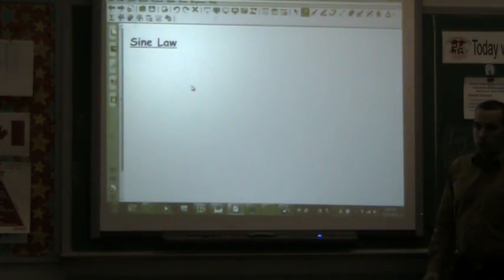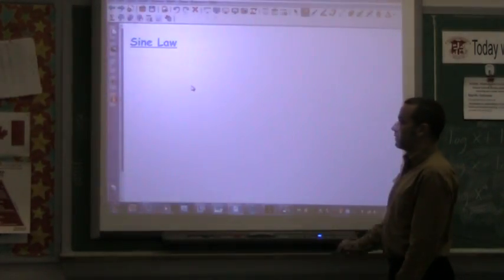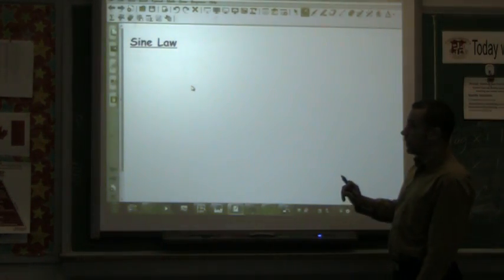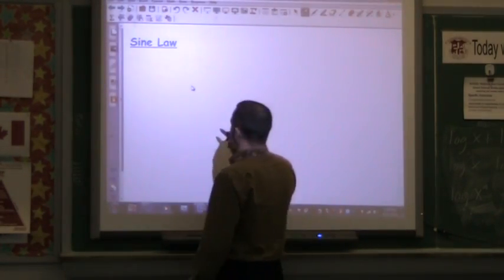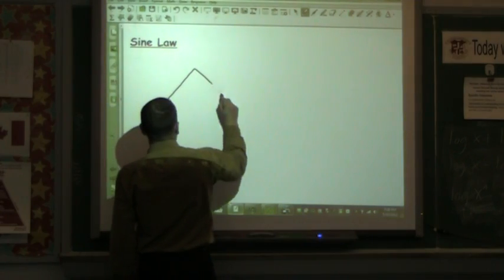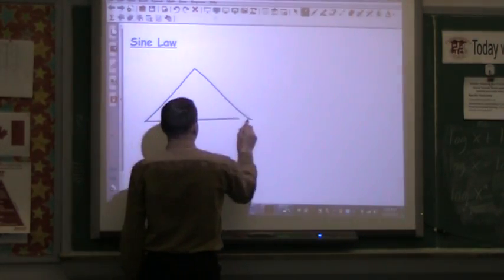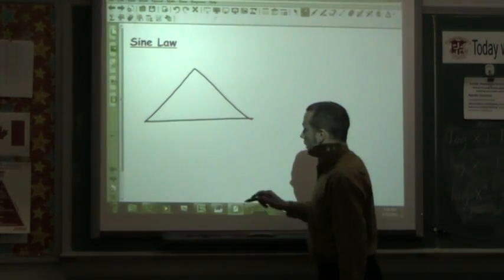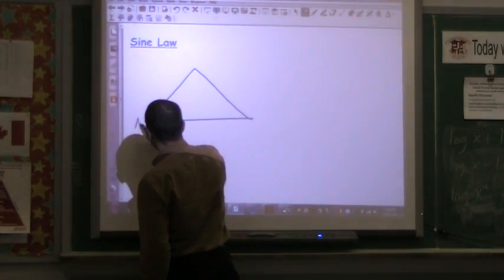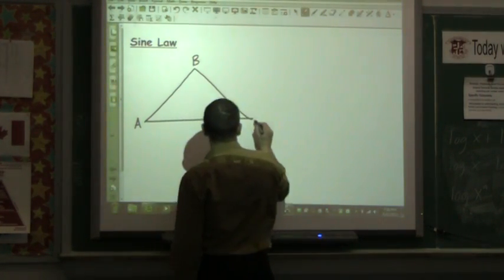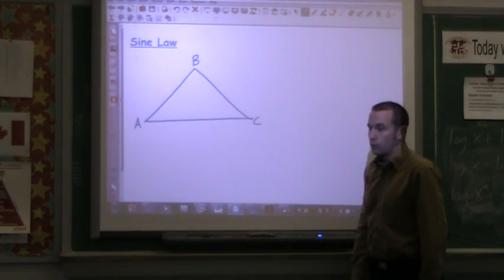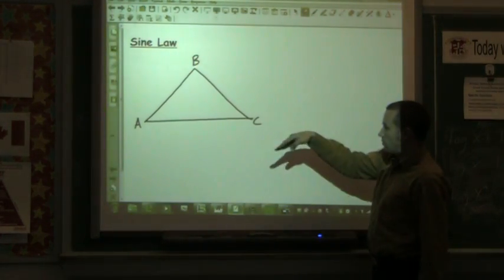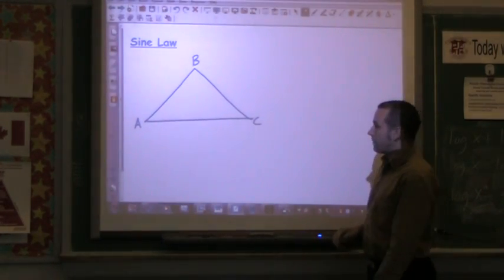Alright, so this is our introduction to the sine law, which is the first bit of our trig unit. So, a real quick review. You've got a triangle here, and we're going to label it with A, B, and C like this, or the vertices are labeled. A, B, and C can be whatever, but typically A, B, and C.